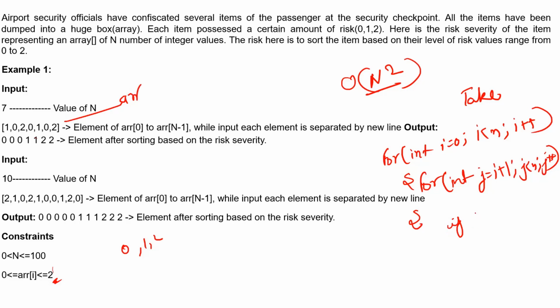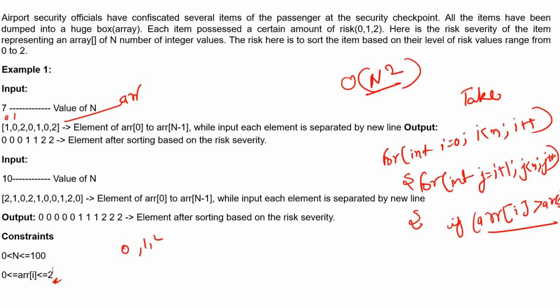So what we can do is, if arr of i is greater than arr of j. What this statement is basically saying is that the ith element starts from 0 and the jth element starts from 1, which means j is after i. So if this is a sorted array, then obviously the previous element should not be greater than the element ahead of it.